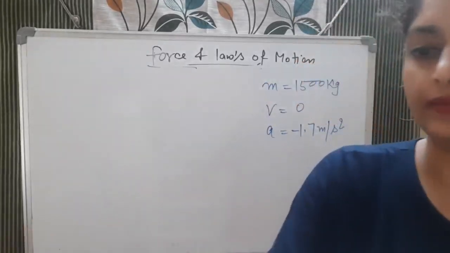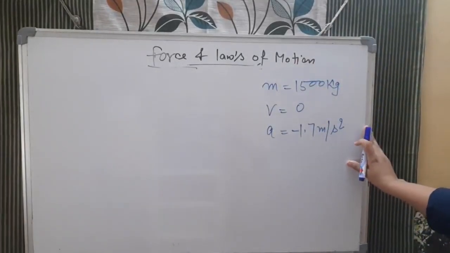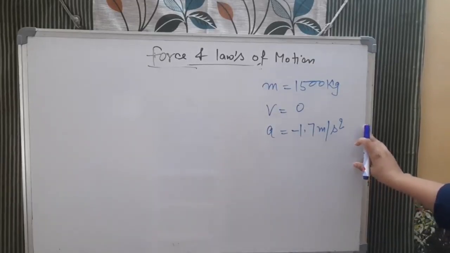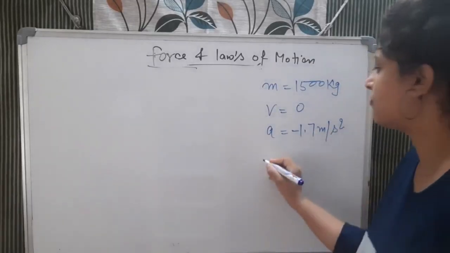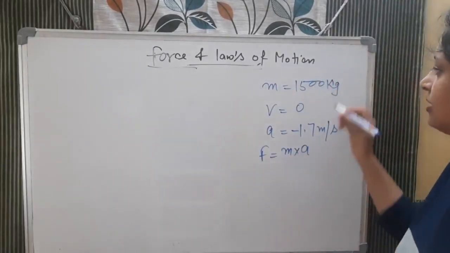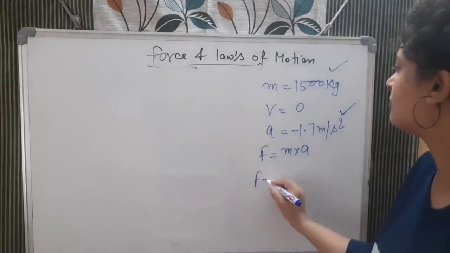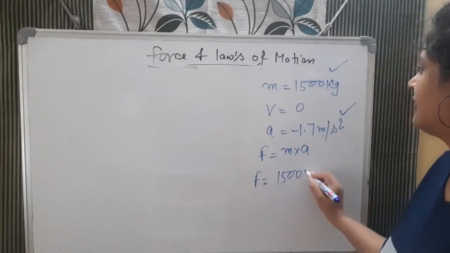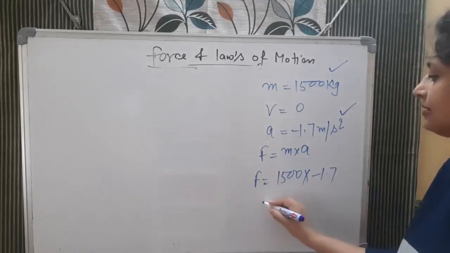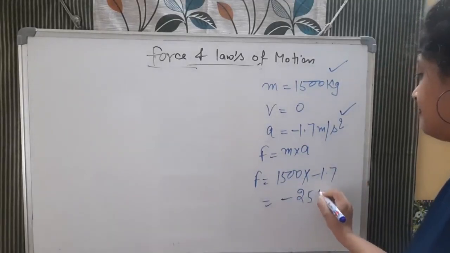Okay. So see, in this question what was there? Mass is given, velocity finally it stopped, and the acceleration is minus 1.7 meter per second square. Question is saying tell us about the force. So force, very simple. Force is what, bacha? Mass into acceleration. Mass is given, acceleration is given. You can easily calculate. Force is equal to 1500 into minus 1.7, and when you solve it, you will get your answer.